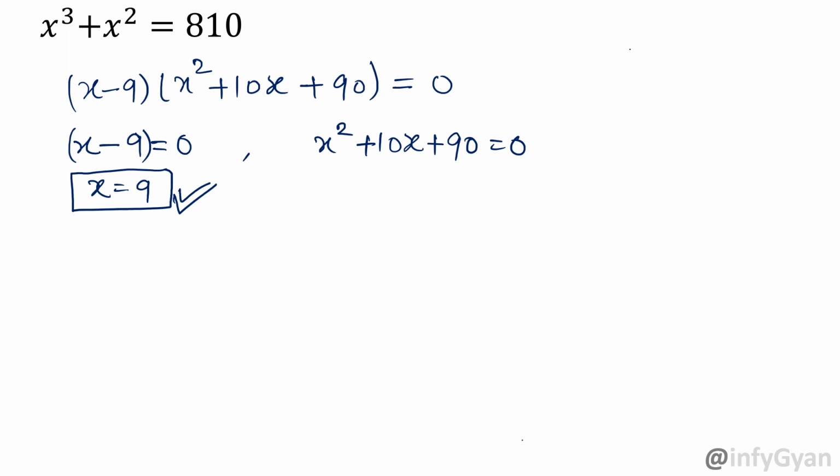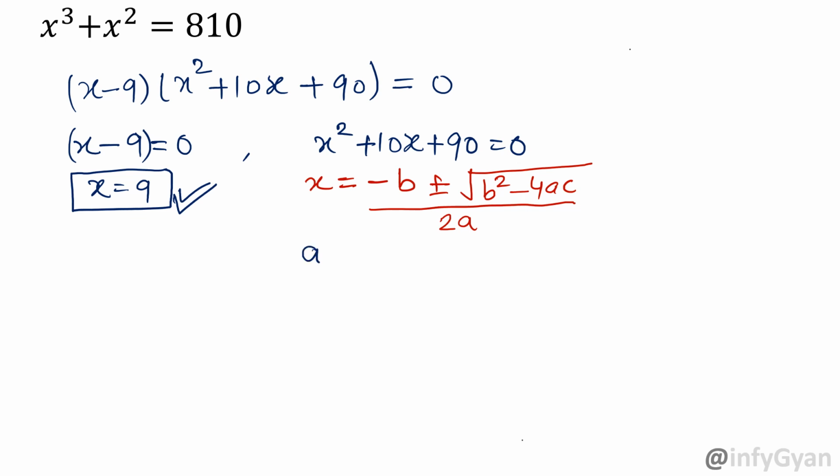Let us solve. Because this is a quadratic equation, I am going to write the quadratic formula first. So x will be equal to minus b plus minus square root of b square minus 4ac, divided by 2a. As per our problem, in the quadratic equation, a is 1, b is 10, c is 90. You can check. The coefficient of x square is 1, the coefficient of x is b, that is 10, and the constant term is 90, so c is 90.